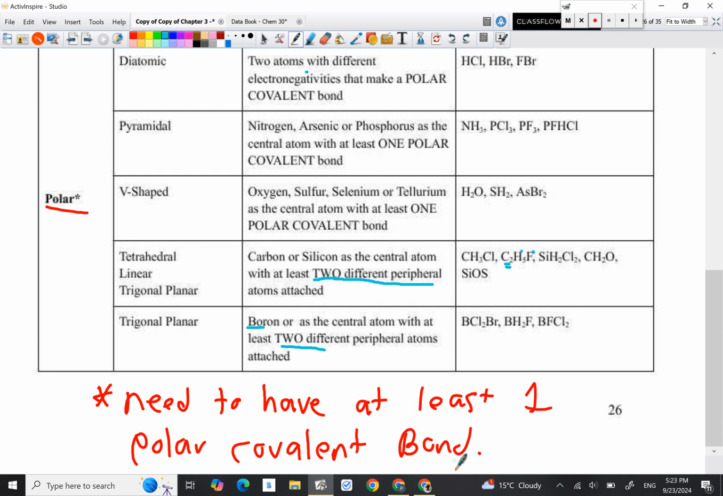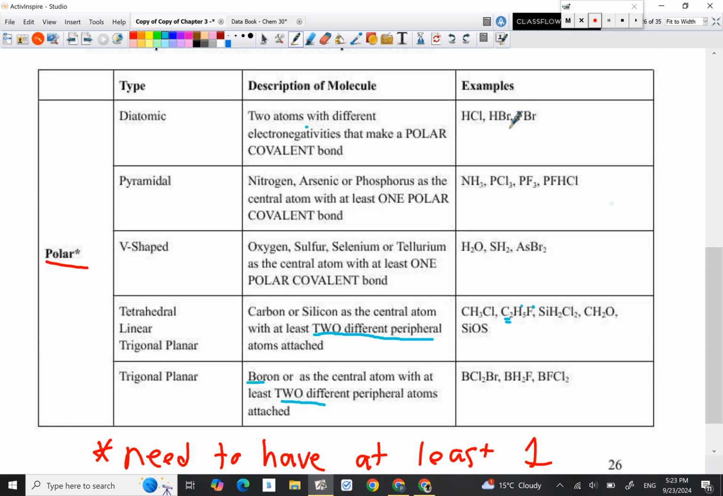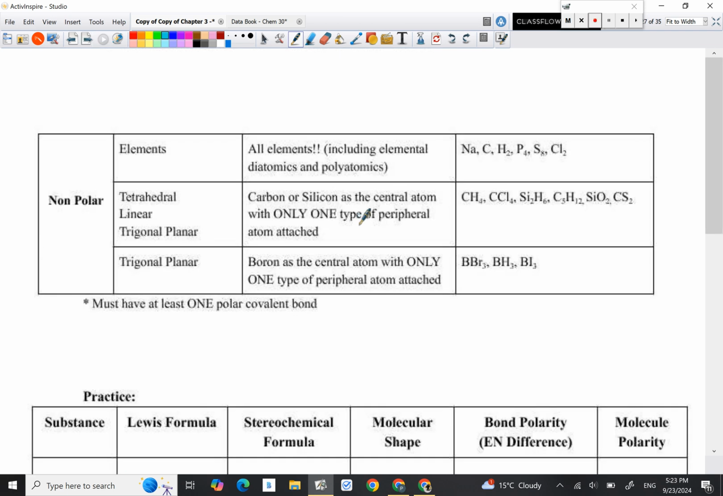We need to look for that one polar covalent bond, and then we have this shape structure. Now the nonpolar ones are a little easier to determine. That's what we have right here. It must have at least one polar covalent bond. So if we do the electronegativity difference and find that they're all nonpolar covalent bonds in the molecule, the molecule is nonpolar. Your checklist is: does it have a polar bond? Yes or no? If no, nonpolar. If yes, look at the shape. For our nonpolar ones, all elements are going to be nonpolar; it doesn't matter what they are. Now we'll notice V-shaped and pyramidal do not show up here.